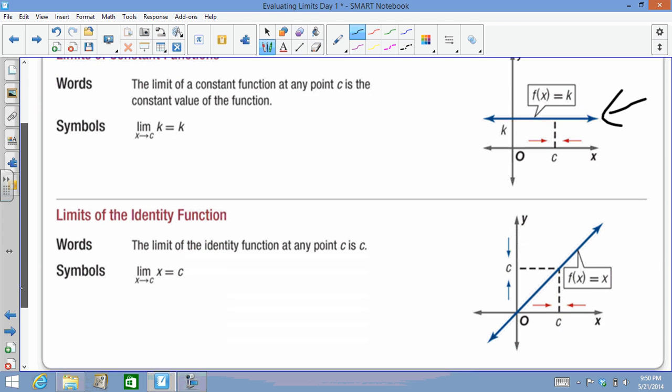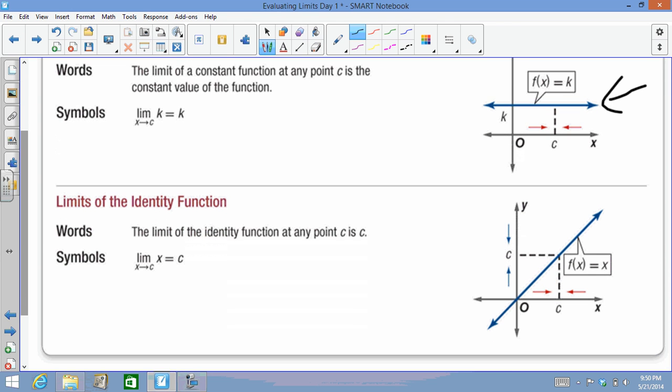But when I have something that has an identity function, notice that I have the limit of x as x approaches c. Notice that that is c. We'll talk a little bit more about that. Notice that the value of x approaching is going to end up being the same thing because it is an identity function, meaning it's just x.